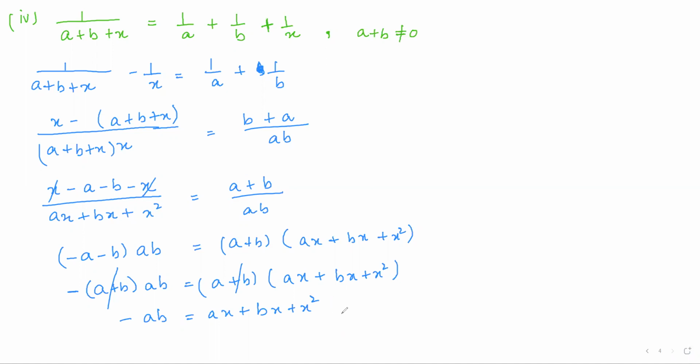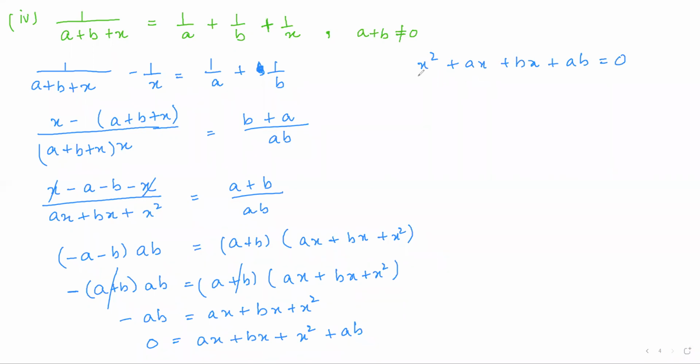So now take everything to one side. So let us take everything to the right side. So 0 is equal to ax plus bx plus x square plus ab, right? So I'm just writing it in the standard form. So x square plus ax plus bx plus ab is equal to 0. I can write 0 on the right hand side or left hand side, doesn't matter. The expression is equal to 0.